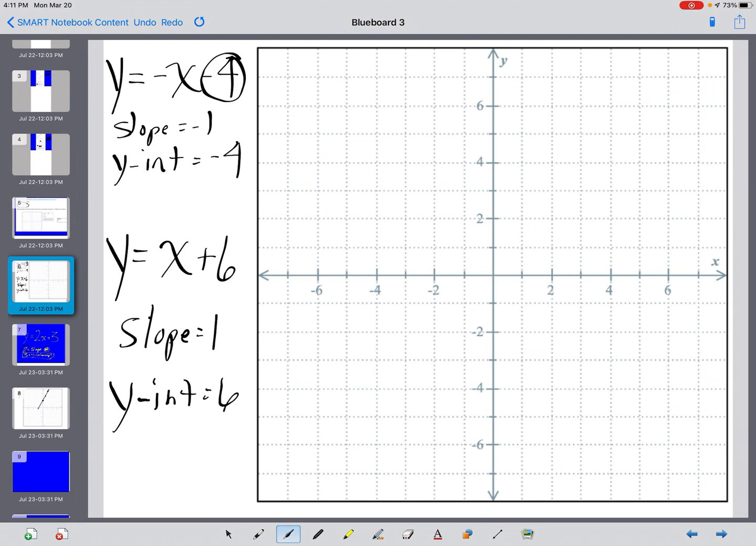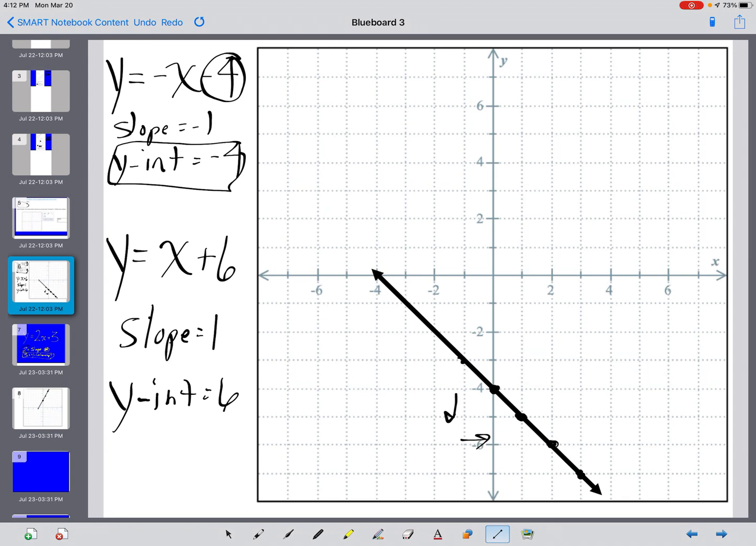So let's go ahead and plot these. So we start again with the y-intercept. So negative 4 is right here. And then we use the slope to graph other points. Now this one is a negative slope. That's negative 1, so that's the same as negative 1 over 1, which means down 1 and over 1. So down 1 and then over 1, we land here. Down 1 over 1. And we can pretty much see what our line is going to look like.